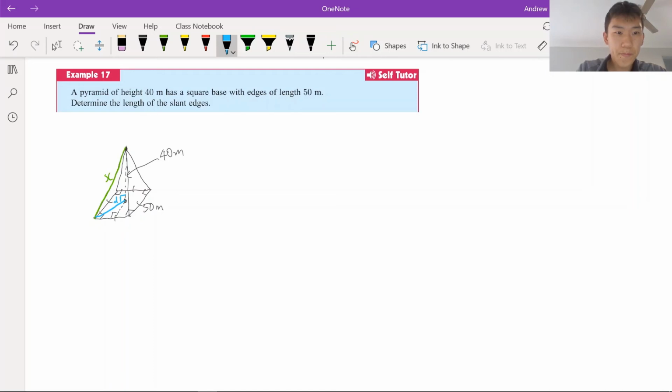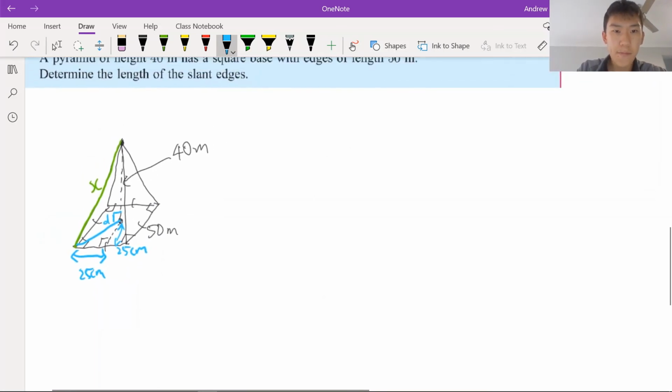So since we know that all the edges of the square base are 50 meters, this side of this triangle is 25 meters, and so is that side of the base triangle, this little one that we're trying to use. Okay, so a bit tricky.